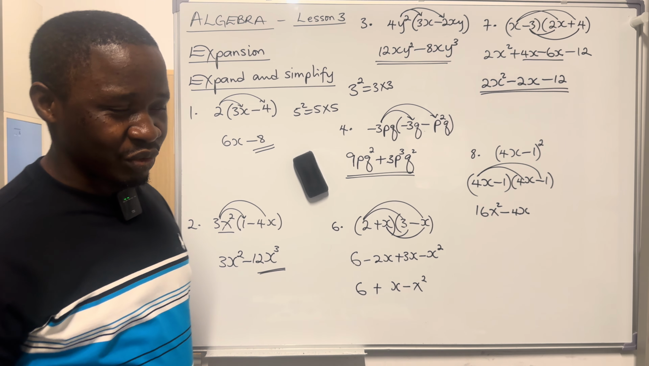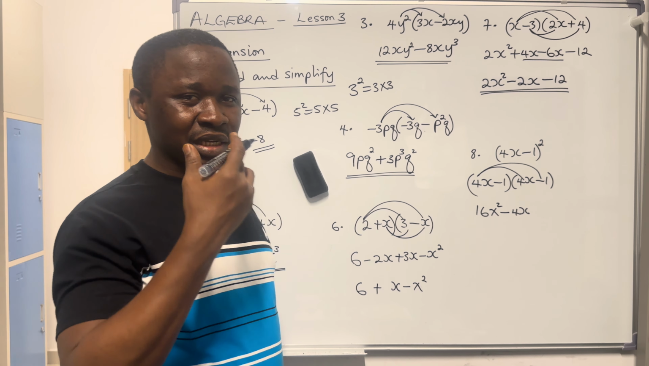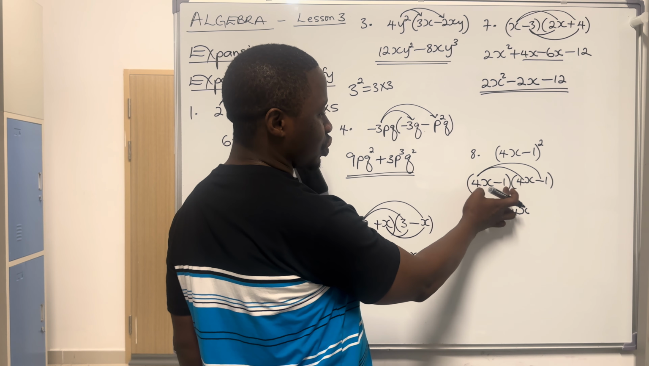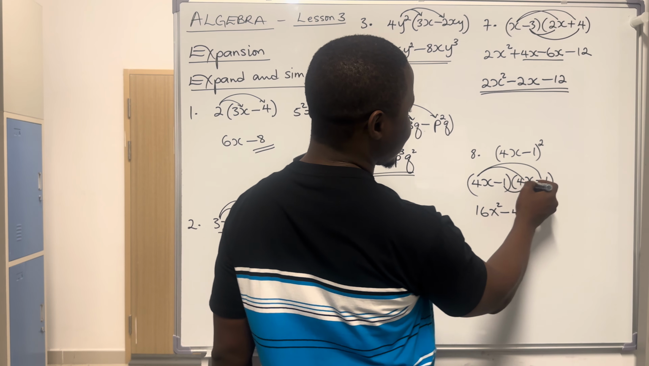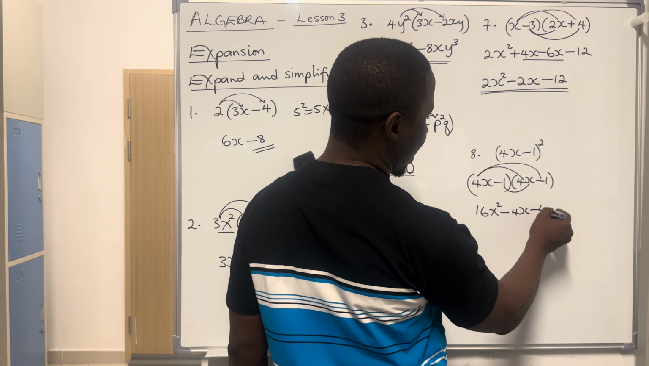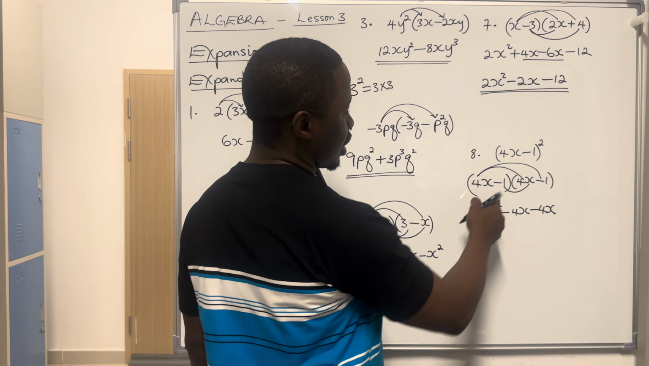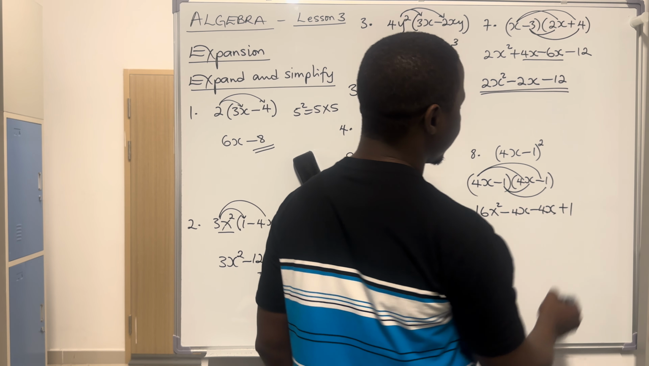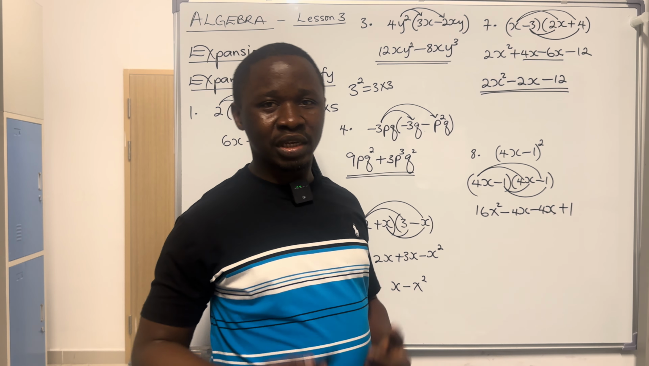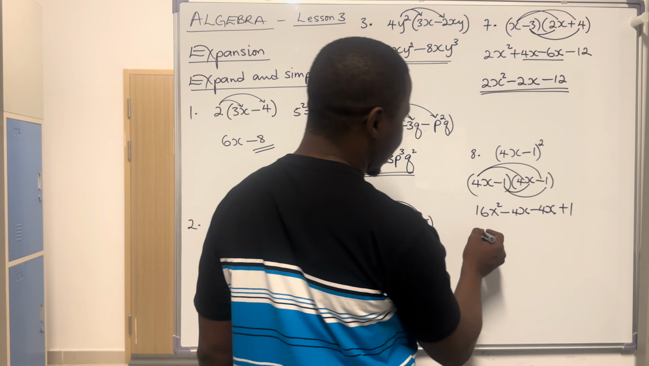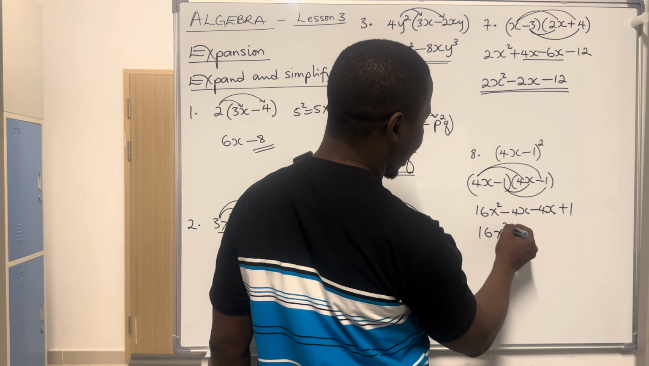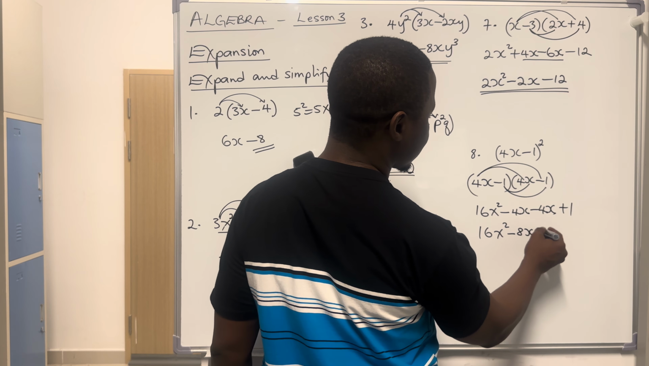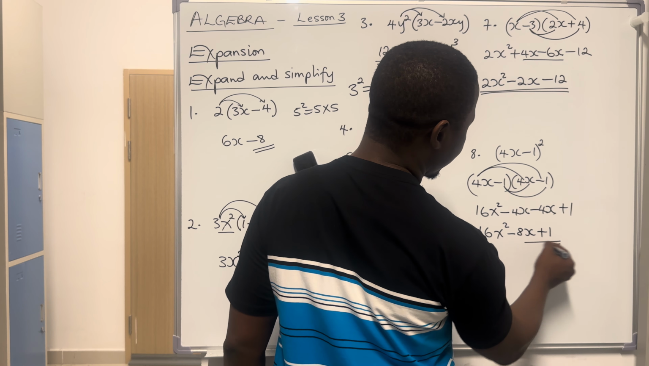Remember, any number you multiply by 1 is the number itself. So we are done with 4x. Now we want to use minus 1. Minus 1 times 4x is minus 4x. Minus 1 times minus 1 is plus 1. Minus 1 times minus 1 is plus 1. So this gives 16x squared. These two are like terms. Minus 8x plus 1. So this is what we have.